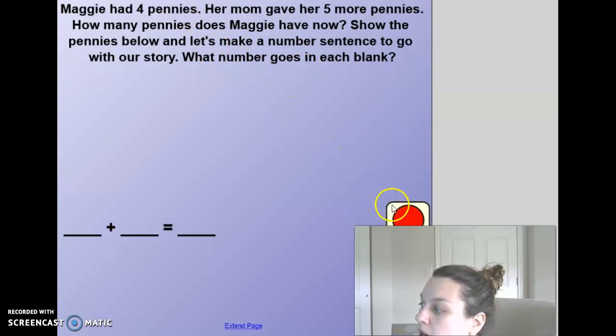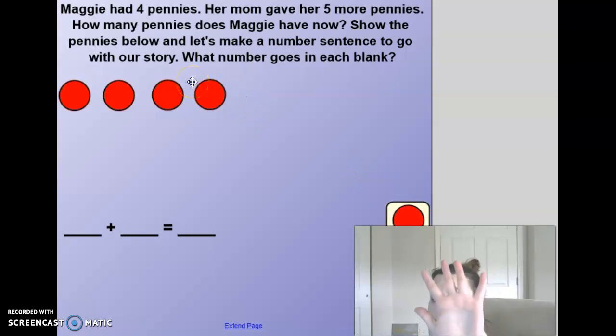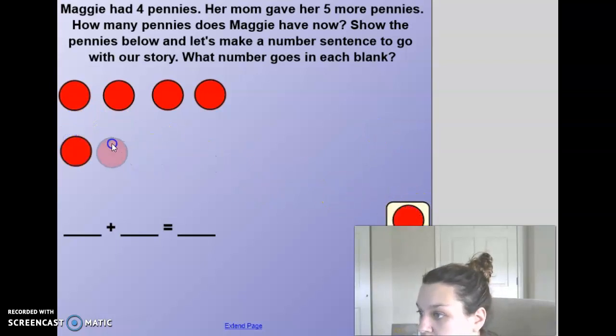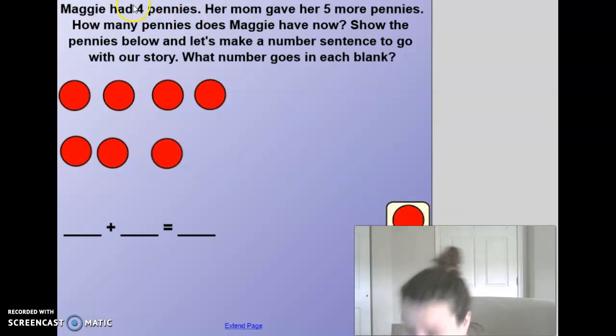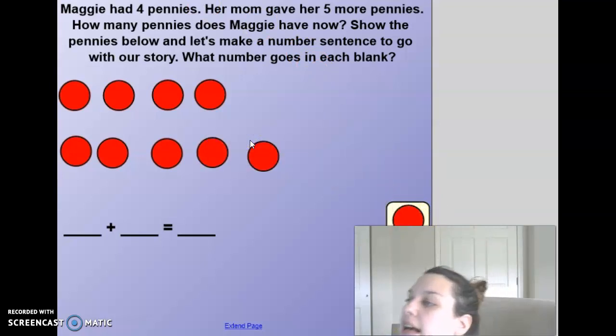Maggie had 4 pennies. 1, 2, 3, 4. Her mom gave her 5 more. That was very nice. 1, 2, 3, I'm sorry, 4, 5. How many pennies does Maggie have now? Go ahead and based on the picture, can you write me a number sentence, please? Then unpause me and we'll go over it together.